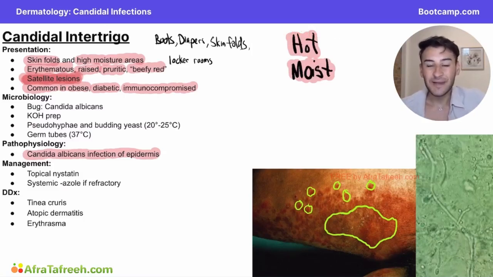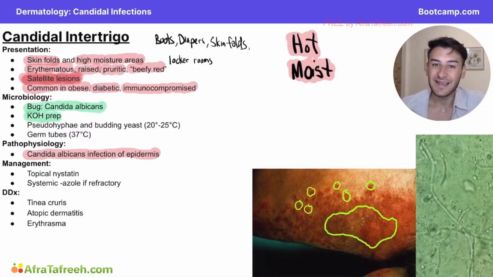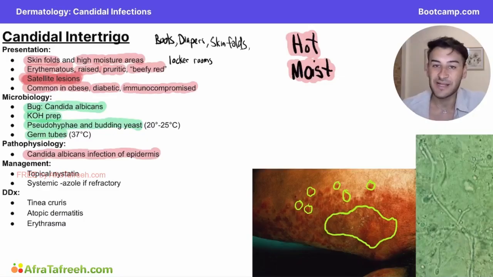Let's do a quick recap of the microbiology here. The bug is the same. It's going to be Candida albicans, just like in mucocutaneous. We're going to be able to see this on KOH prep. And remember, it's important to note that Candida is a dimorphic fungus and that it lives in two forms, both the pseudohyphae and budding yeast form, as well as the germ tube form, depending on what temperature it lives at.